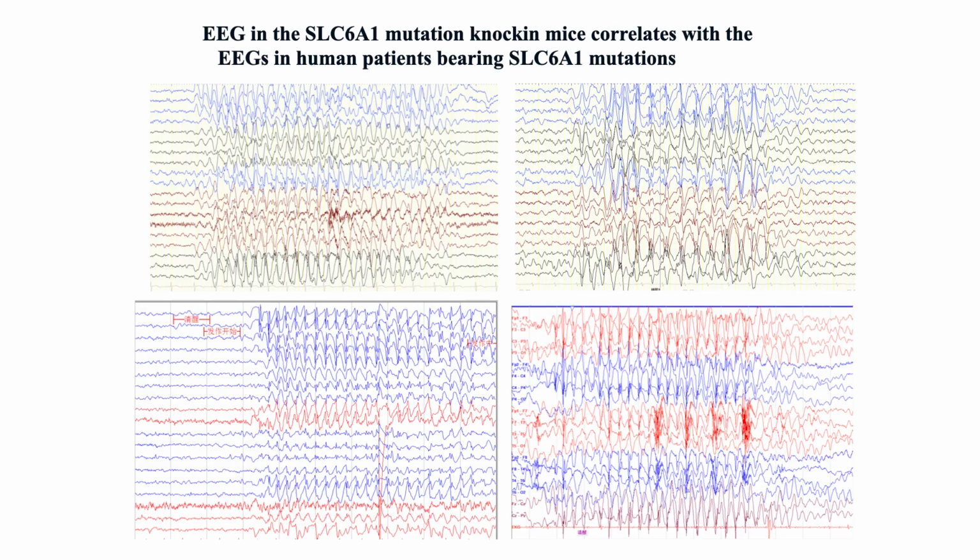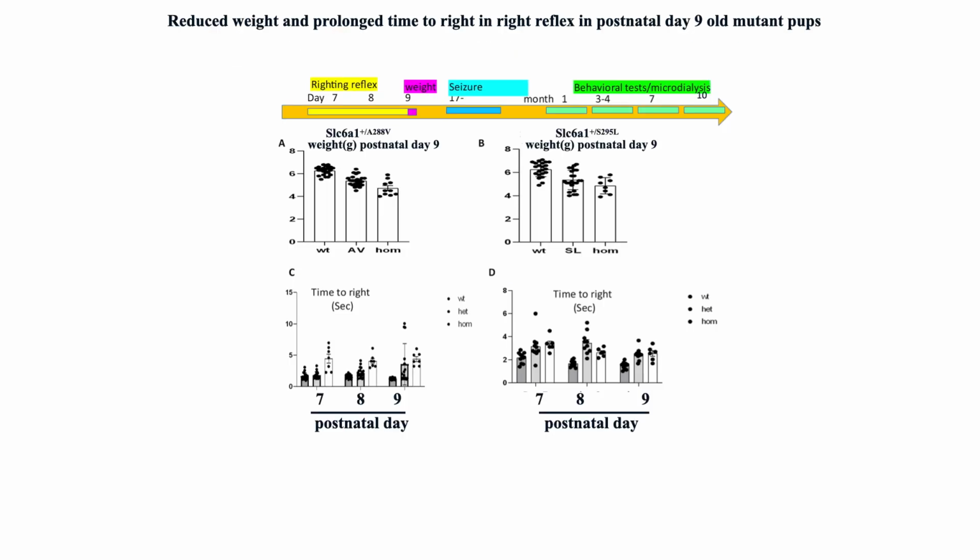And this is the EEG I got from 4 Chinese patients carrying different mutations in SLC6A1. So these are 4 different patients, ages from 2 to 8. This is the EEG done by our Chinese colleagues. They have a very typical, around 2 to 4 hertz spike-wave discharge, which correlates with what we have seen in the mouse model, like 5 to 7 hertz theta activity.